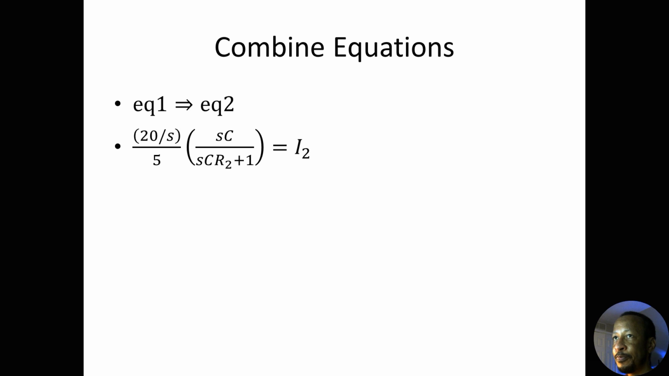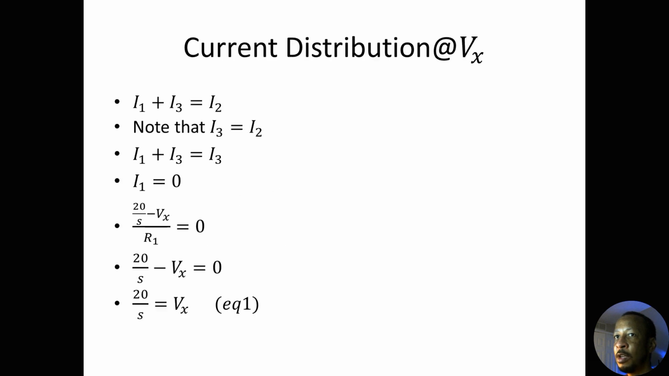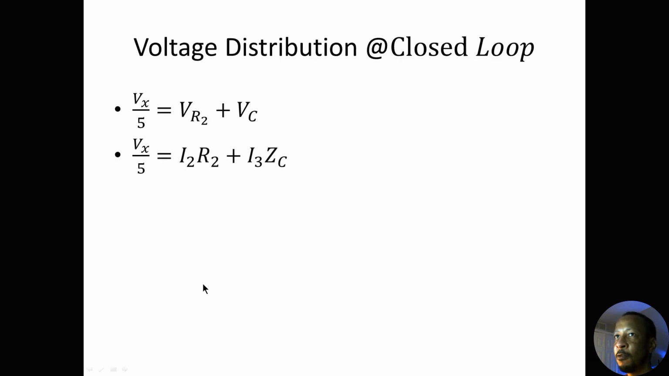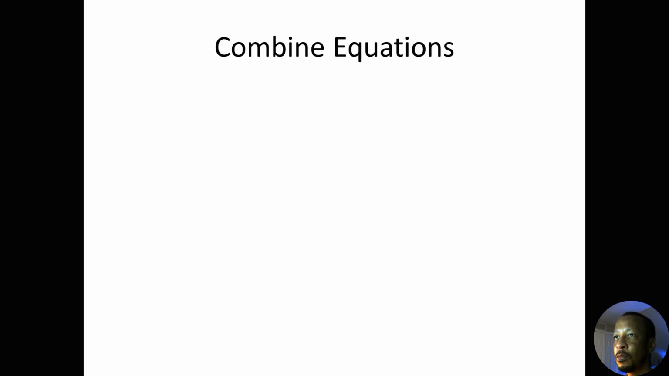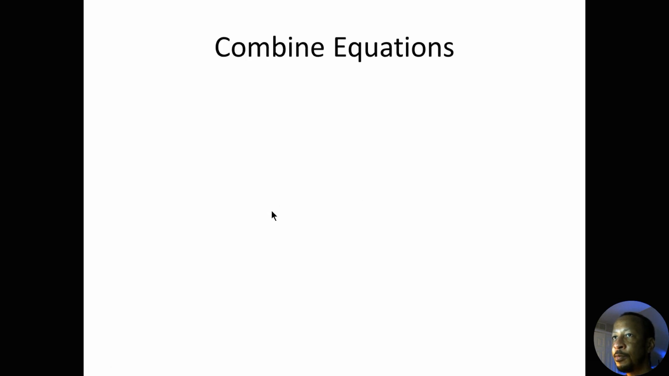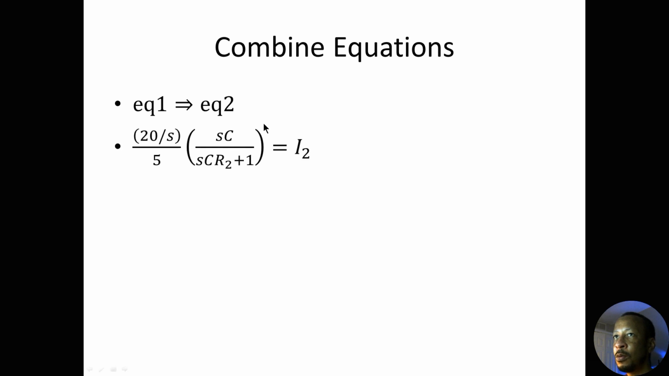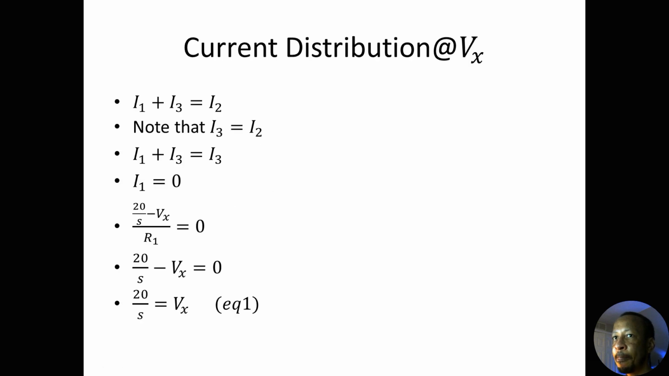And when I do that, then I end up with, let's go back to it. Equation 1. Let's take a look at that. What is equation 1 again? Equation 1 is 20 over s for Vx. Equation 2 is just an identity for I2. Okay, so where I had equation 2 here, remember, Vx is what? 20 over s, right? Vx is equal to 20 over s.